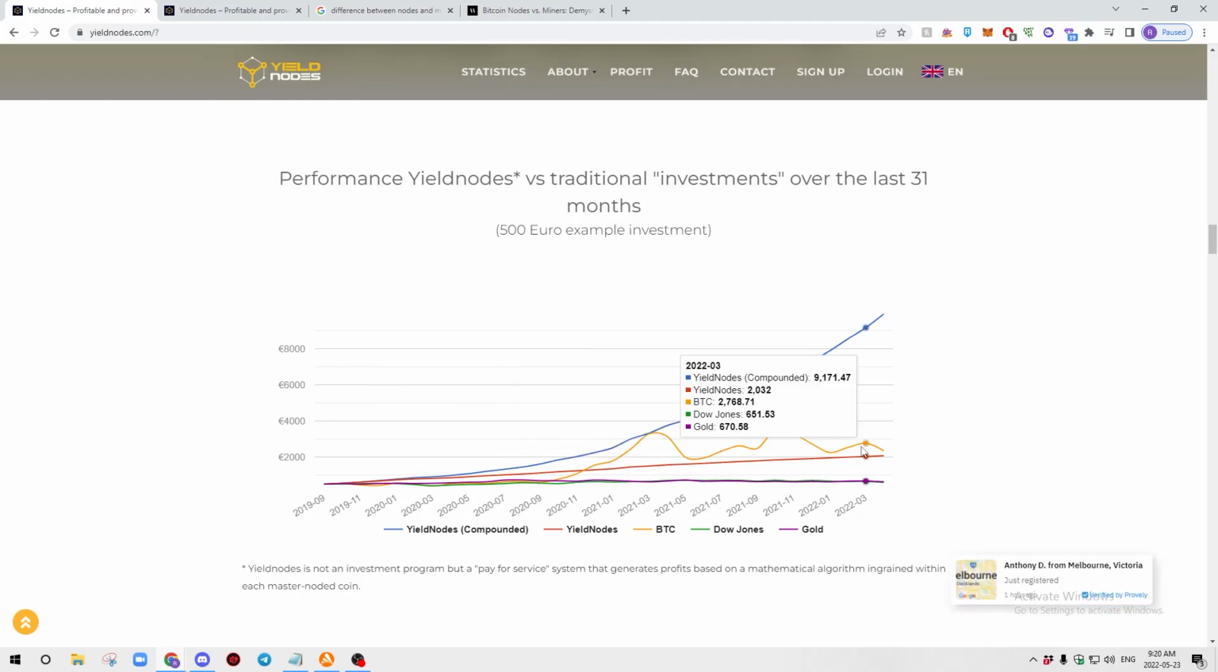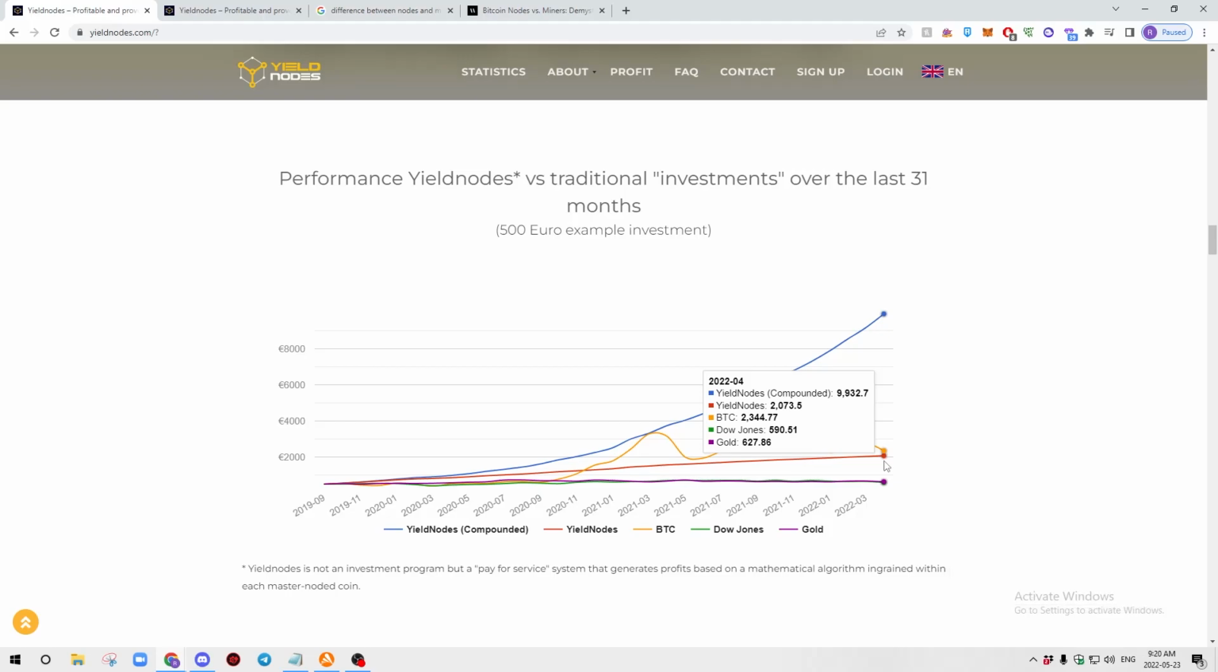Now, from this day on, if your money was sitting in Yieldnodes, it would have grown from $500 to $9,900 in a span from 2019 to 2022. Comparing that to something like Bitcoin, your Bitcoin would have only gone up by 2,300. Dow Jones would have actually dropped to $590, and gold $627 if you just had your money sitting in there. Now think about your bank account, your savings. How much would that have really gone up? That's what I love to compare this stuff about.